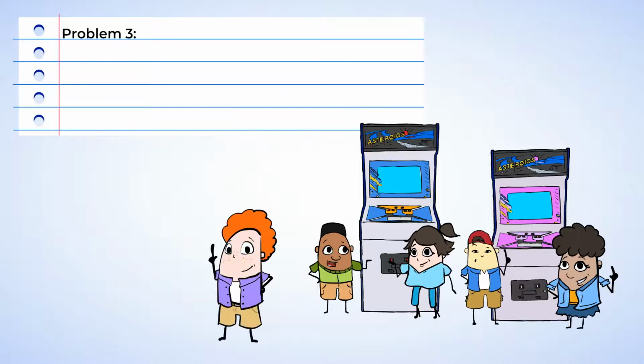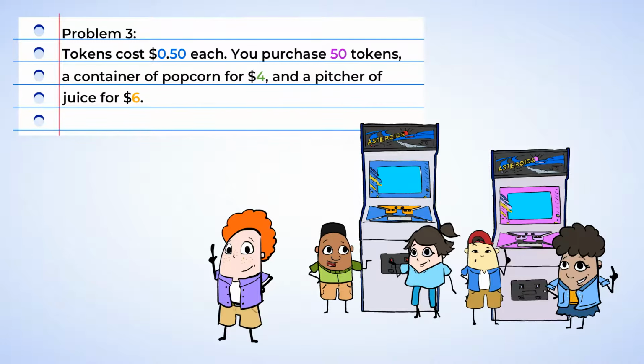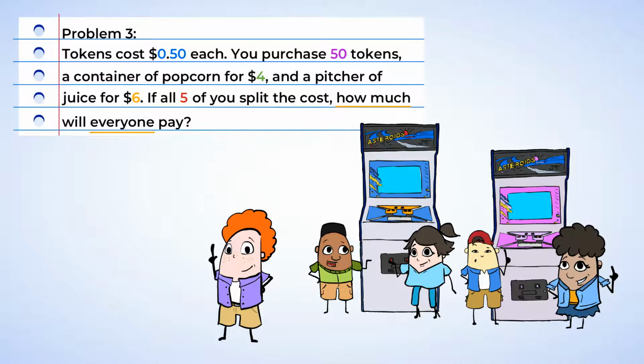All right, so looks like you are going to join Will, Mia, Chen, and Latifah at the arcade. And tokens cost 50 cents each. You purchase 50 tokens, a container of popcorn for $4, and a pitcher of juice for $6. And if all 5 of you split the cost, how much will everyone pay? Ooh, this is a good one.